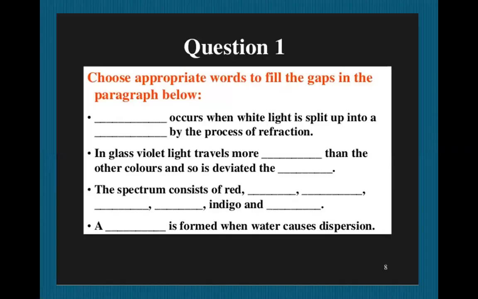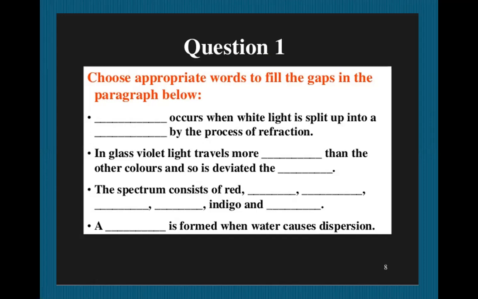Now here's a question for you. You have to choose appropriate words to fill the gaps in the paragraph below. If your concept is very clear, then this is a very easy question. Dispersion occurs when white light is split into a spectrum of colors by the process of refraction.